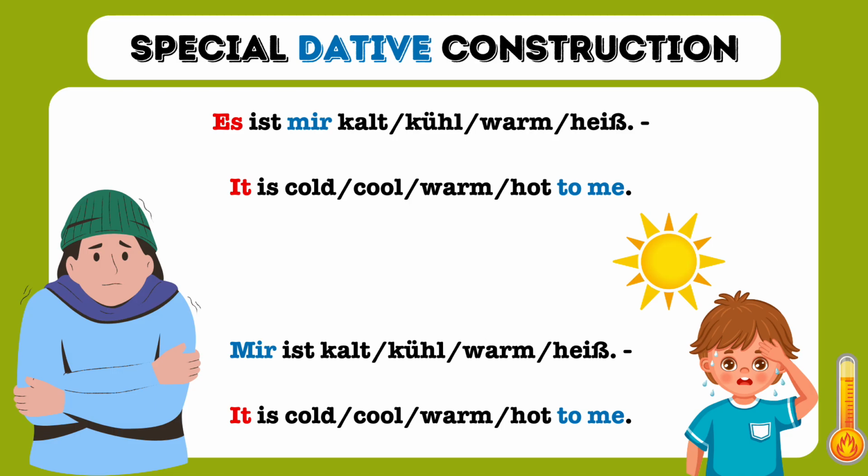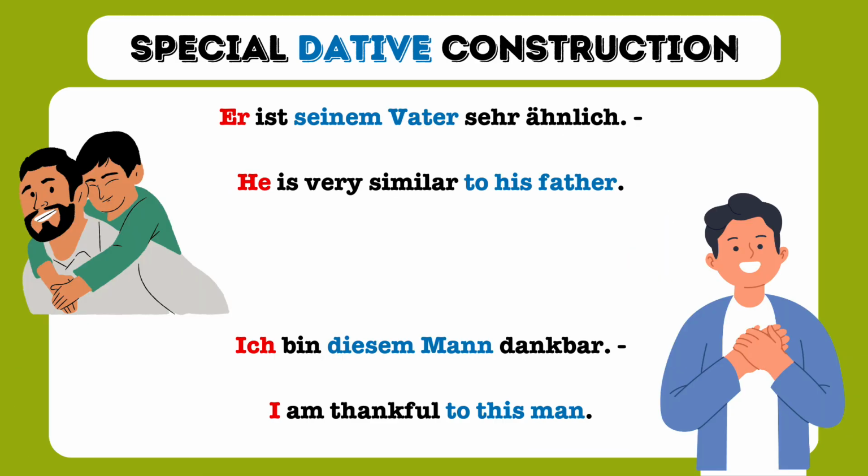Mir ist kalt. It's cold to me. Mir ist kühl. It's cool to me. Mir ist warm. It's warm to me. Mir ist heiß. It's hot to me. Here are a few other examples that aren't weather-related.